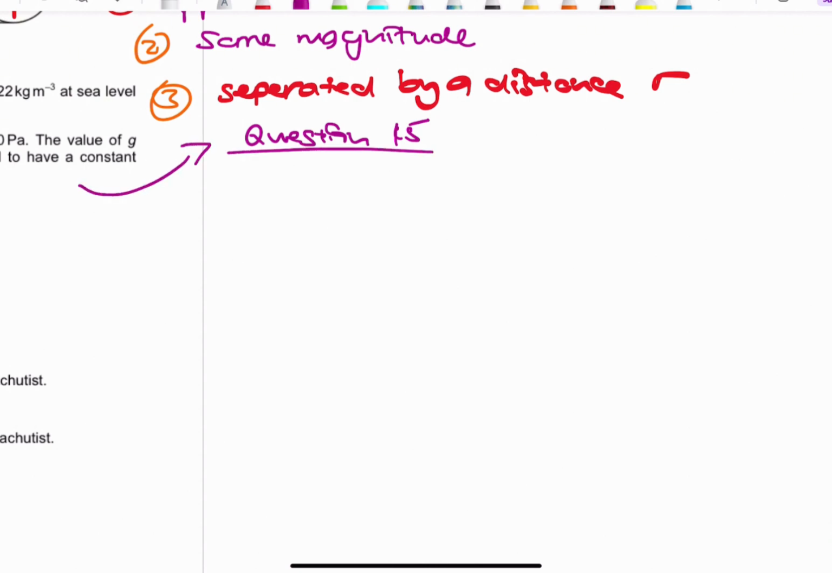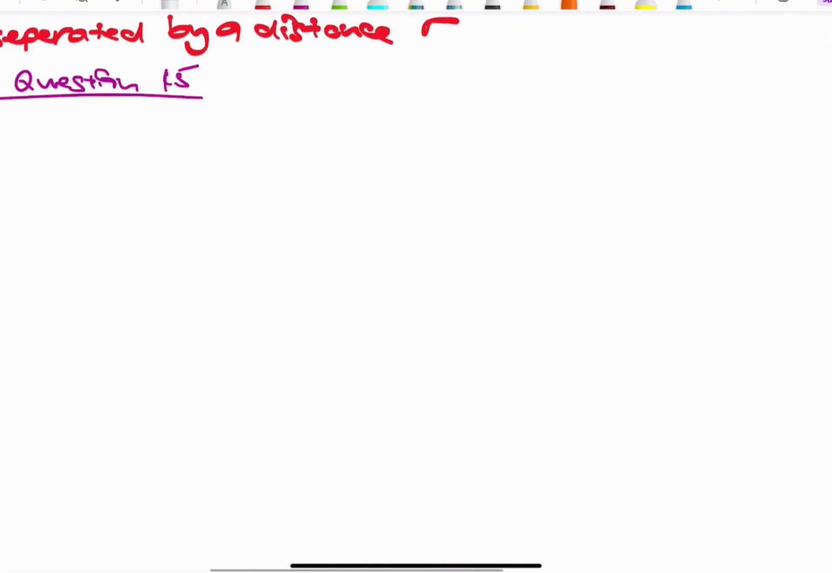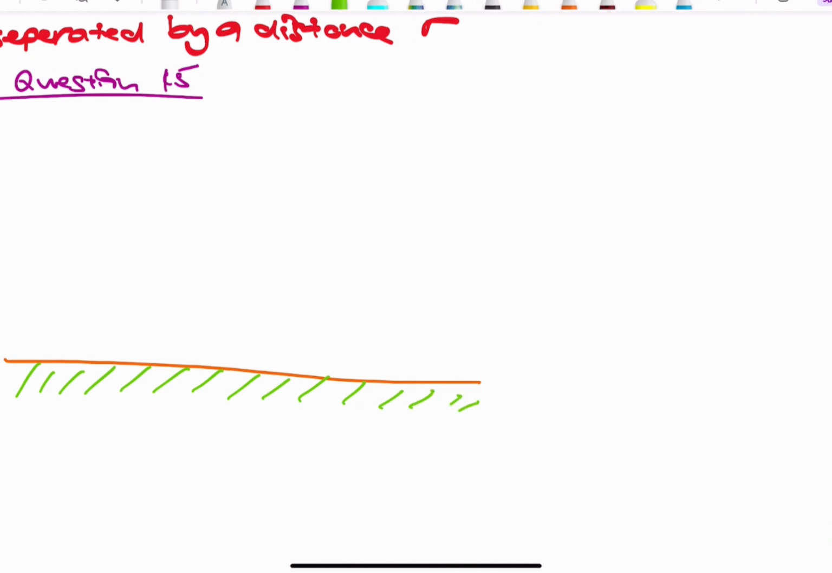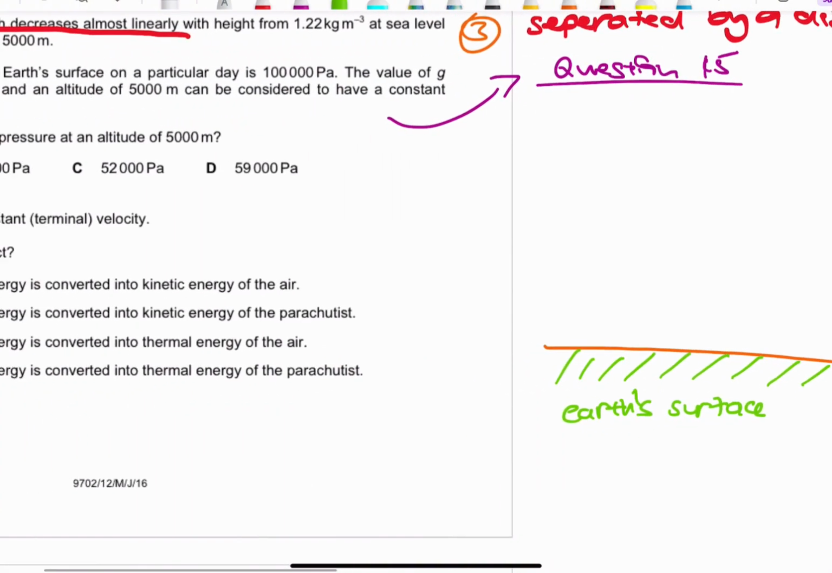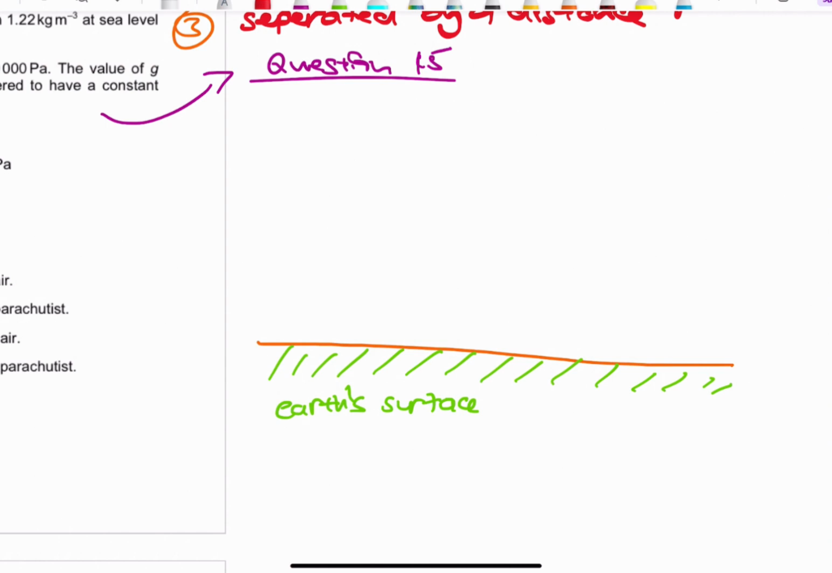So for question 15, let's first start at the ground, where we are at the surface of the Earth. So this is the Earth's surface. We're told that the pressure at the Earth's surface is 100,000 pascals, right?